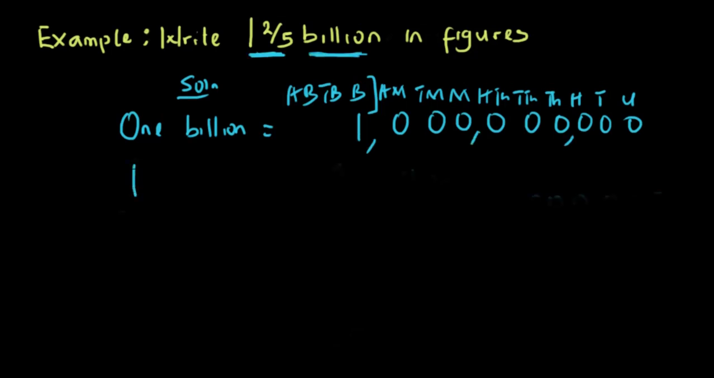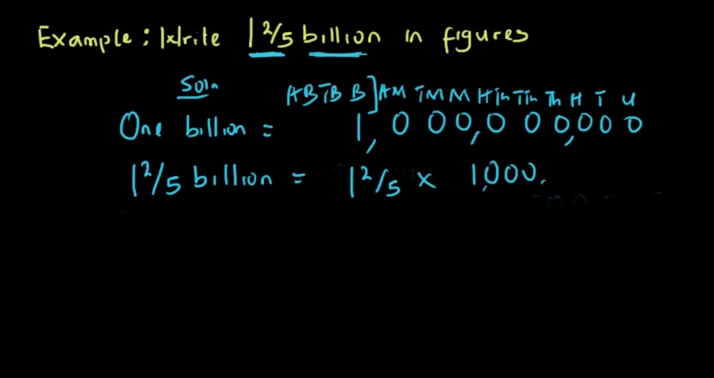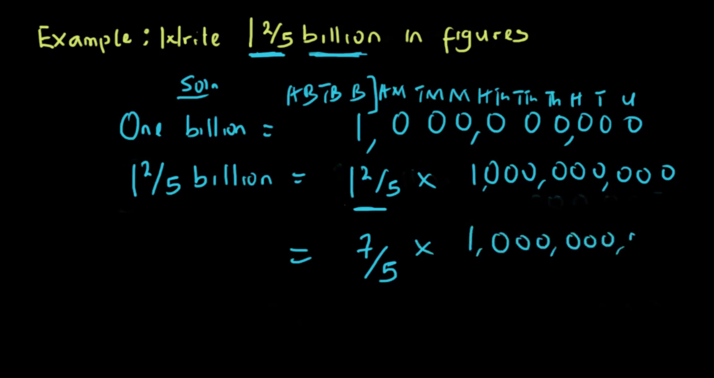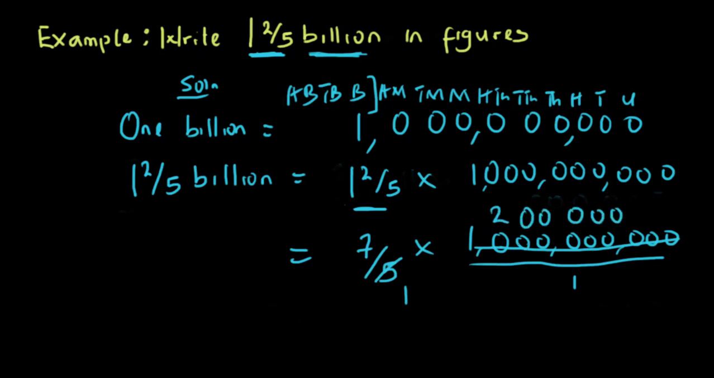So 1 whole number 2 over 5 billion will be equal to 1 whole number 2 over 5 times 1 billion. I hope you understand. Now we need to turn this to an improper fraction. That will be 5 times 1 is 5 plus 2 is 7. So 7 over 5 times 1 billion. Do you understand? Over 1. 5 here 1. 5 in 10 is 2, then 0, 0, 0, 0, 0, 0, 0, 0.